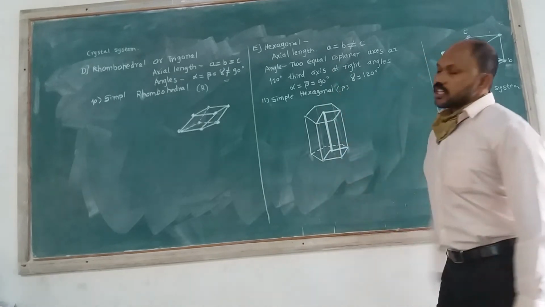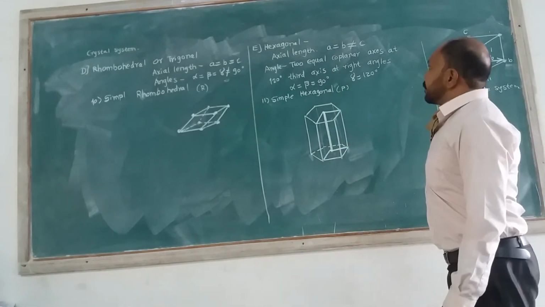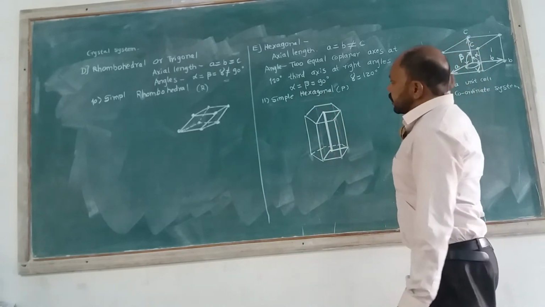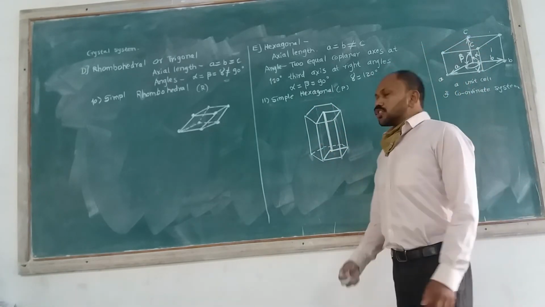If we consider the next, that is hexagonal. Okay, hexagonal shape is there, and in that hexagonal again only one type is available, that is simple hexagonal shape is available.